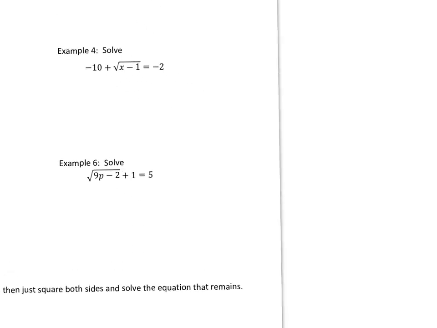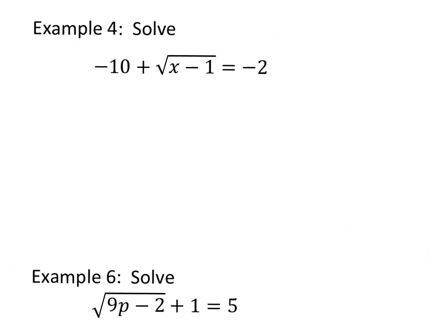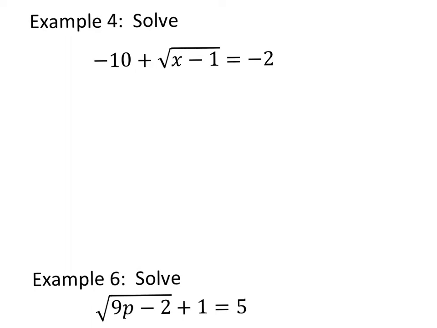So therefore, we are now at example 4, which deals with a situation where we have a little bit more work to do. Remember, we cannot get rid of the square root until it's by itself on one side of the equation, so I must isolate it. And in doing so, I would add 10 to both sides. I would get x minus 1 inside the root still, and on the other side I would get 8.